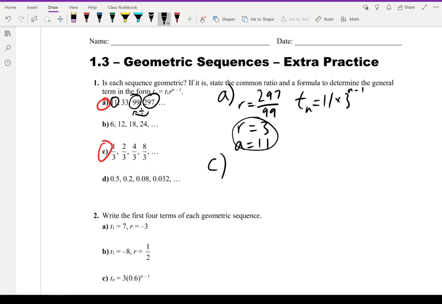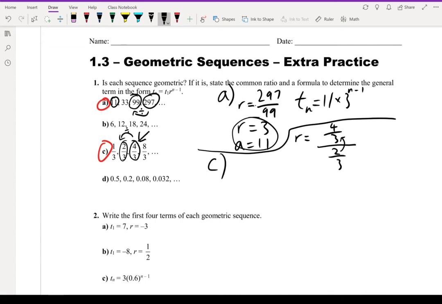Now this one you might be able to see straight away. If you cannot see what the ratio is straight away, just take any term and divide it by its previous term. So let's do that. Let me draw a line over here. r should be equal to 4 over 3, that's this term, and I'm going to divide it by 2 over 3, which is the previous term. That's to find r.